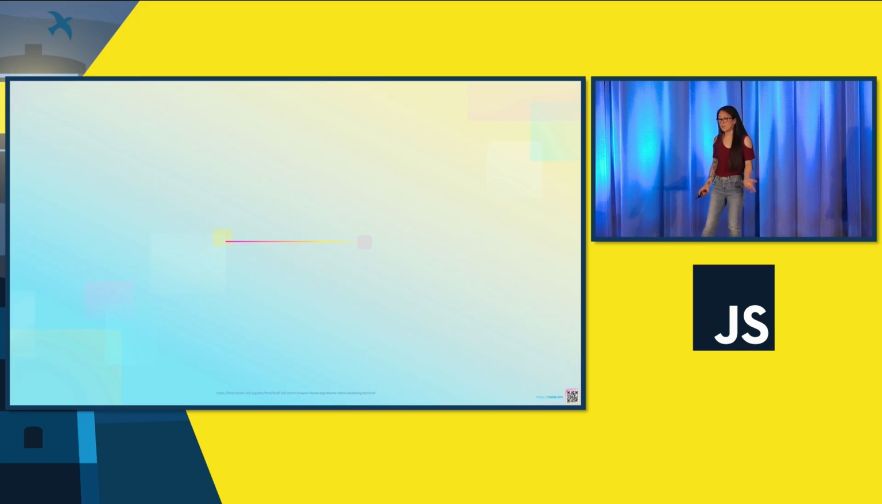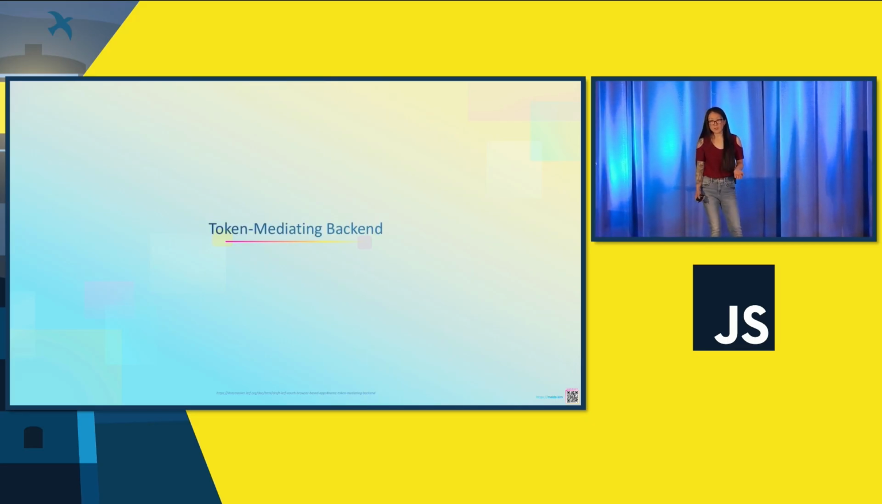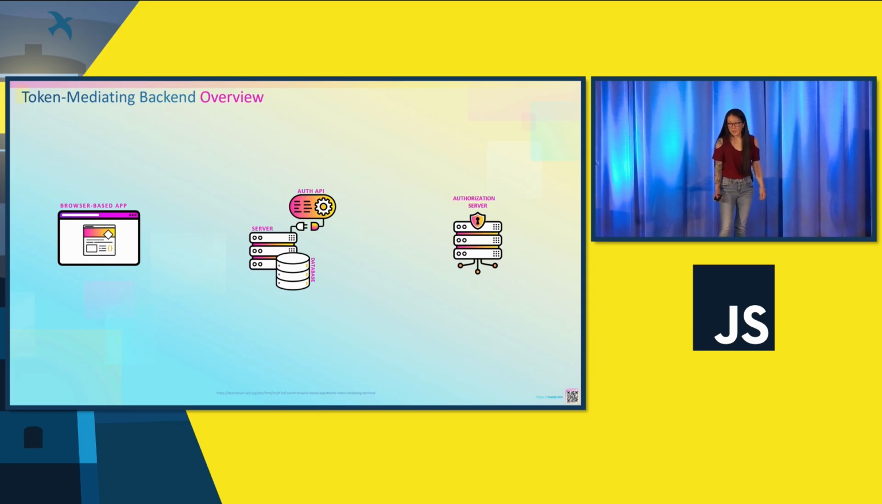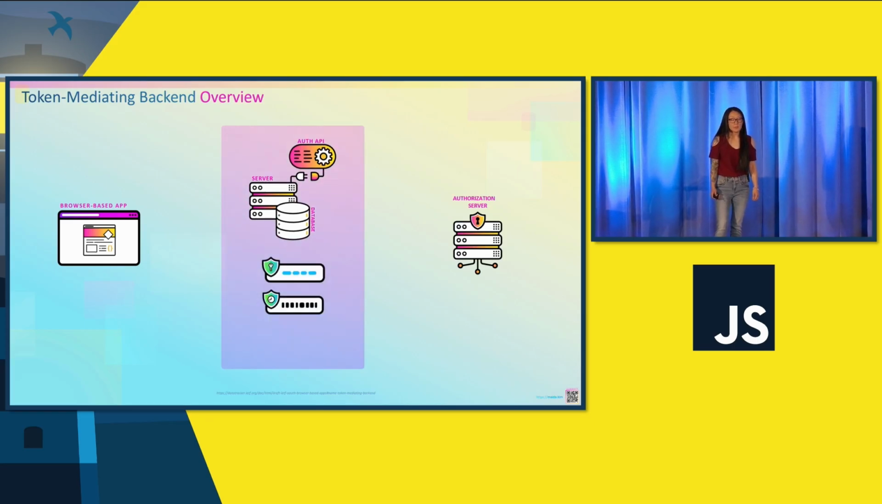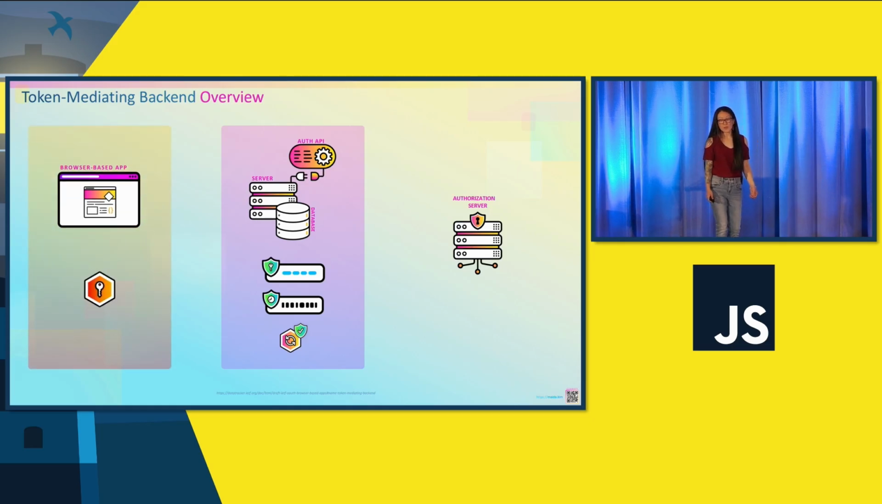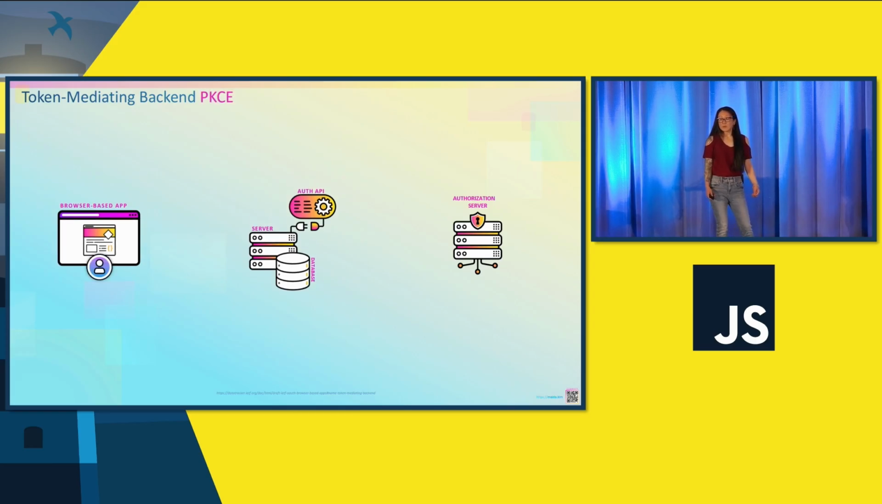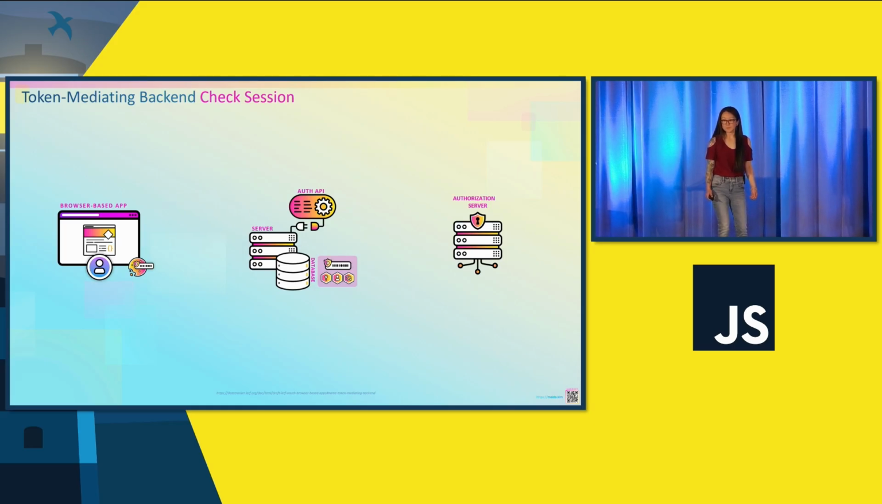So this brings us to the second architecture, which is a token mediating backend. Now, token mediating backend auth architecture is similar to BFF in that it manages auth in the backend, but it differs because although it doesn't store refresh tokens in the browser, it does use access tokens in the front end. Now, token mediating backend still uses authorization code flow with PKCE. It still stores a session on the backend, and it uses a session cookie with a check session endpoint to look up the user's session.